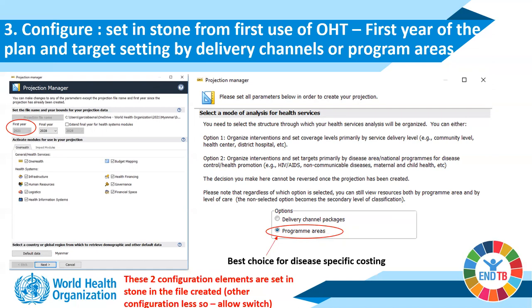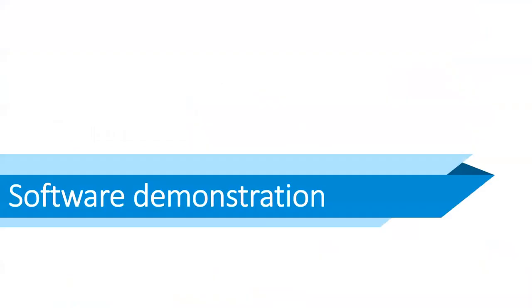The second is the organization of the interventions. One option is program areas, which is organized around vertical costing within an HIV program, a TB program, and MCH programs, etc. The alternative is a more horizontal or delivery channel package, where interventions are organized according to the level of care. Typically for a TB program costing, we would recommend that you stick with program areas, as that will organize your interventions into something that's easily packaged for TB costing. And you're going to see, as I set up a new file, where these elements are entered. I'm going to proceed now with the software demonstration.